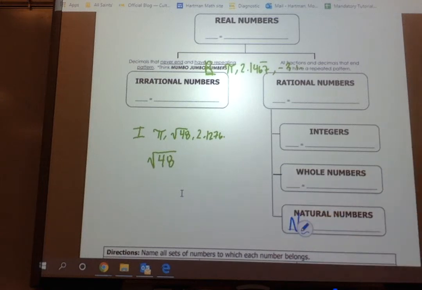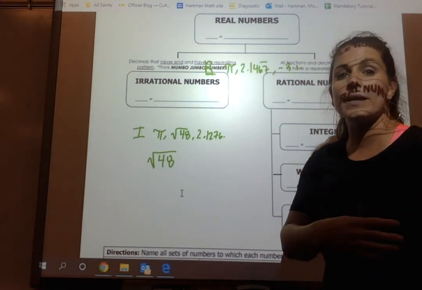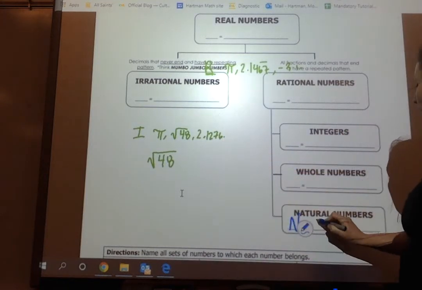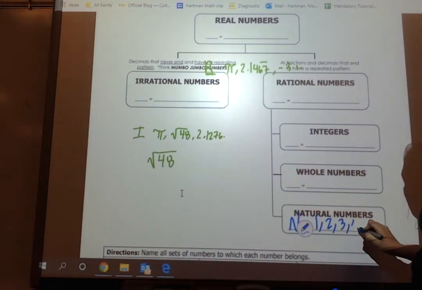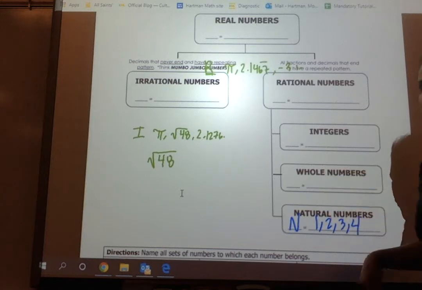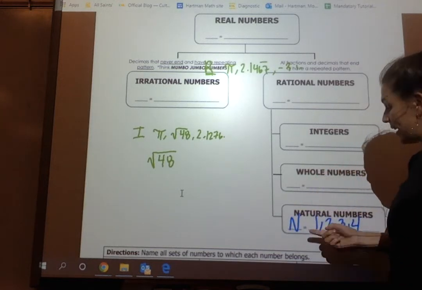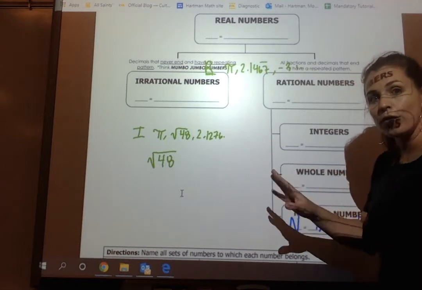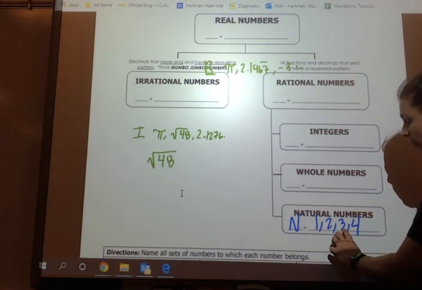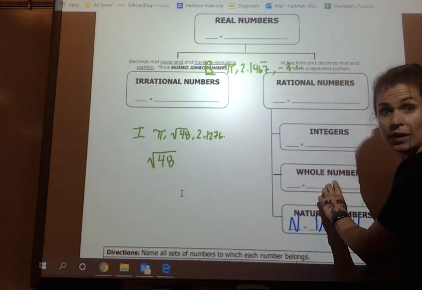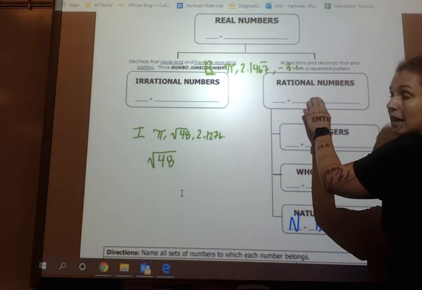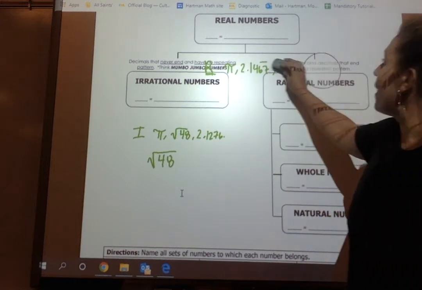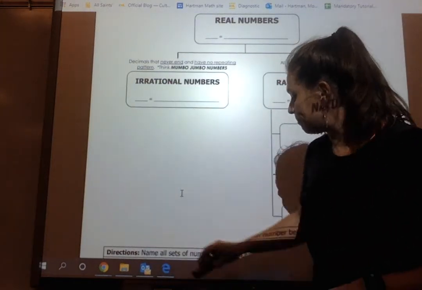You use n for a natural number, and a natural number is any positive integer, 1 and above. So natural numbers and whole numbers are very, very similar. The only difference is a natural number does not include 0. So if you look at this, a natural number is a whole number, it is an integer, it is rational, and it is real. Okay? So that is the real number system.